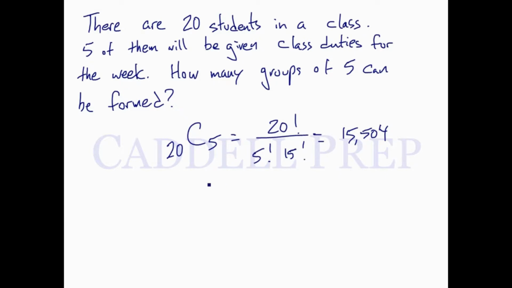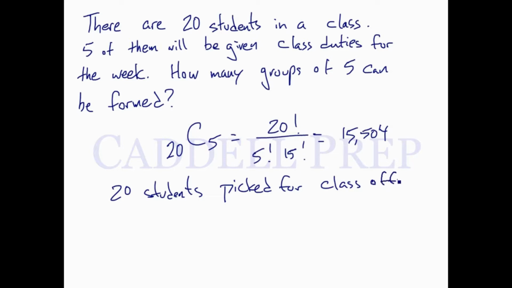Now just to make this a little bit more clear, same question, except now there are 20 students. They're going to be picked for class office. So let's say we have a president, a vice president, a secretary, a treasurer, and let's say judge, I don't know. But the important thing is that there are 5 distinct places.